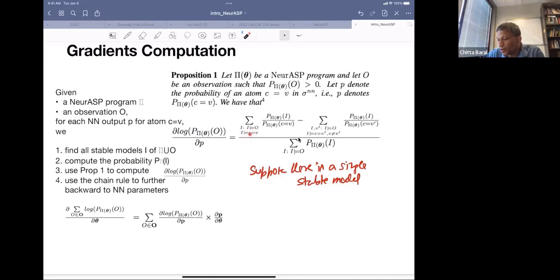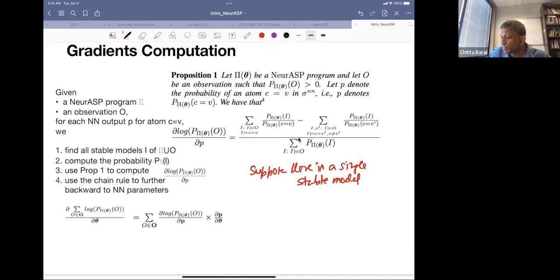So over those models, you sum it up and find the probability of these interpretations divided by the probability of these interpretations and the probability where this value is true. So let's look at this example. I think it will be clear.